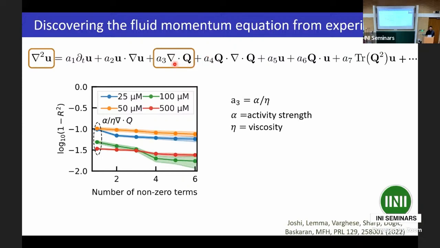So it ends up being dominated by the viscous dissipation that you would expect, and this lowest order active stress term. So what's important is what is not there, and this is where you're learning some physics.